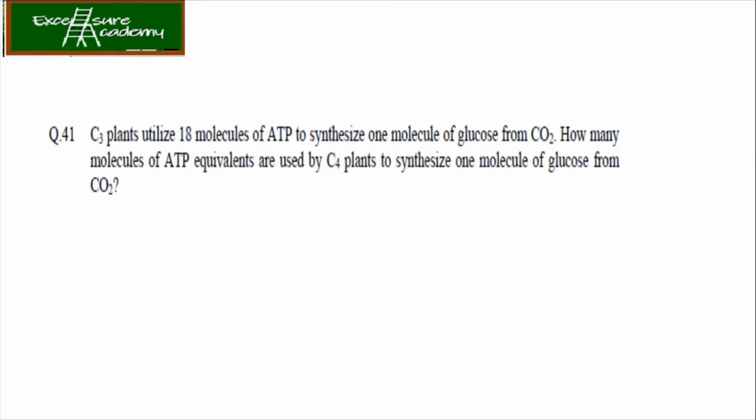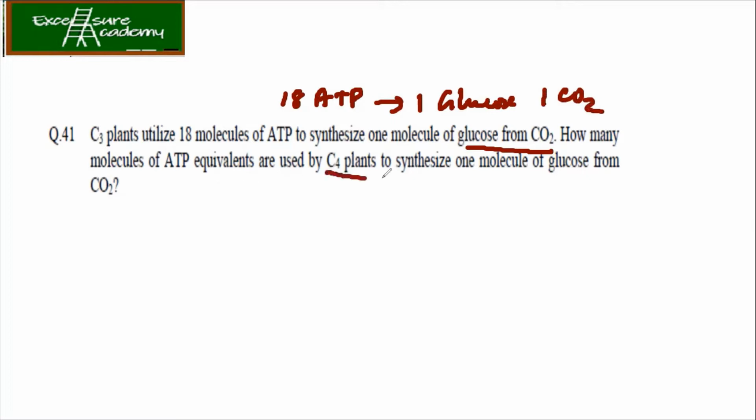Your question number 41. C3 plants utilize 18 molecules of ATP to synthesize one molecule of glucose from CO2. So we have got 18 ATP for one glucose molecule from CO2. Now, how many molecules of ATP equivalents are used by C4 plants to synthesize one molecule of glucose from CO2? So this was all about C3 and this is C4.